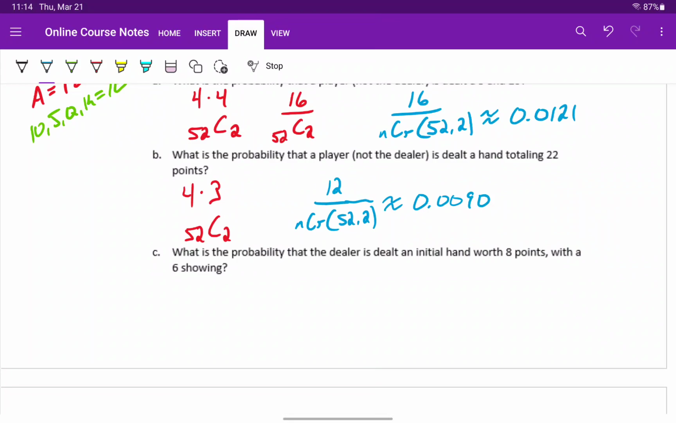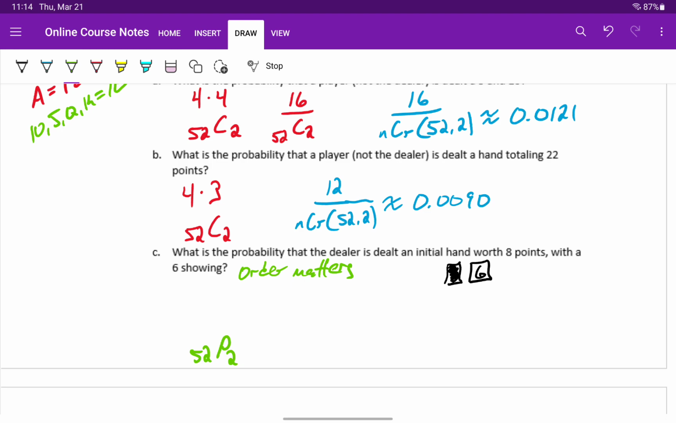In part C, what's the probability that the dealer is dealt an initial hand worth 8 points with a 6 showing? So this is a very specific case where that first card would be dealt face down, and then we know that his second card, which would be dealt face up, would be a 6. In this case, that means the order matters. It has to be the second card that's a 6, since the face-up card gets dealt second. So in this case, order does matter, meaning our total number of possibilities would be calculated using permutations.